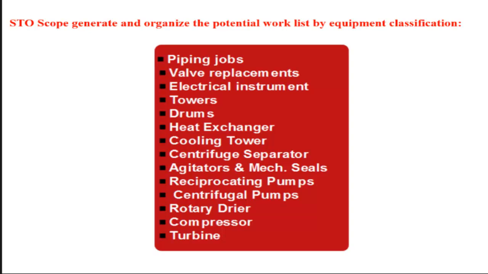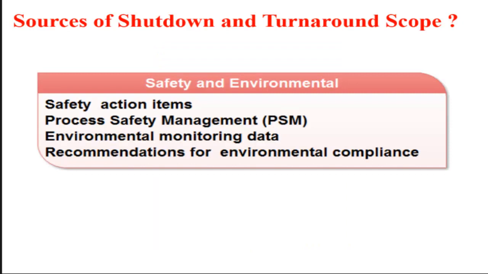Now, after we introduce the aim and the meaning of STO scope, the second important question is: what is the source of shutdown and turnaround scope? The first source is safety and environment.